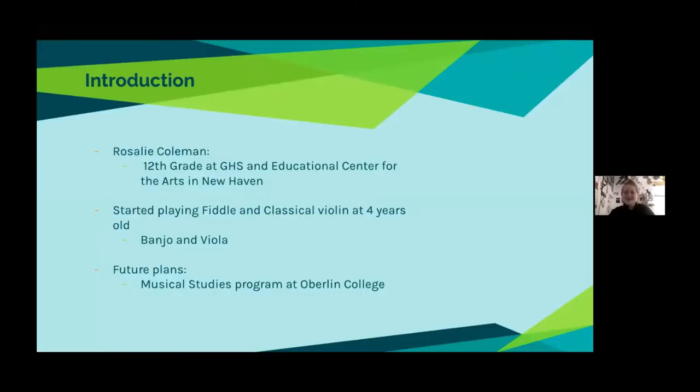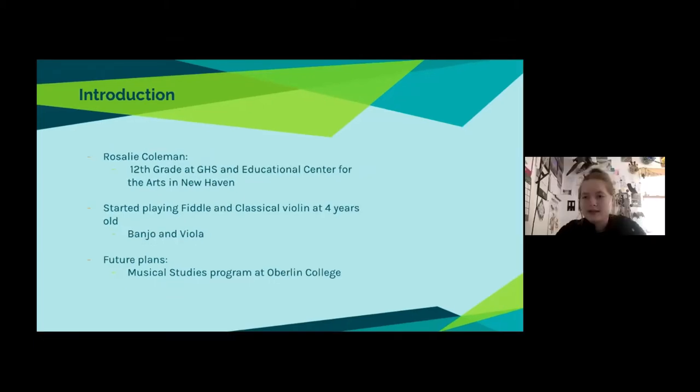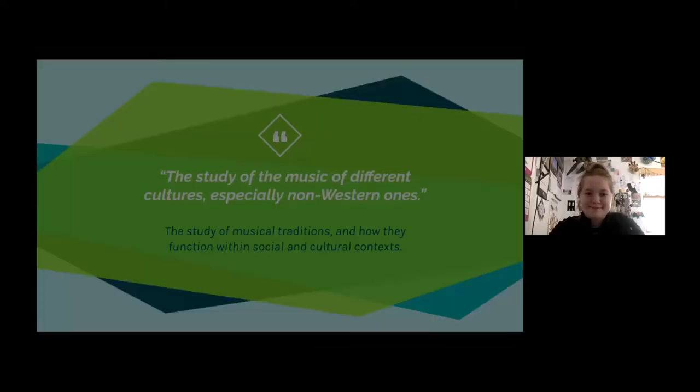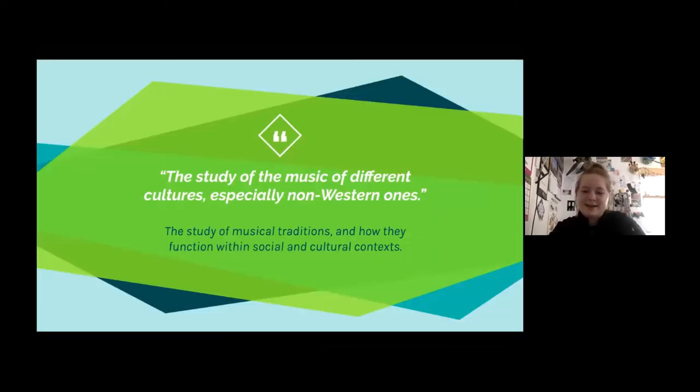Okay, well, I'm Rosalie, as you know, and a senior, and I've been playing the fiddle and classical violin since I was 4, and I've also picked up the banjo and viola since then. I'm actually going to be going to Oberlin to study in their musical studies program, probably doing some amount of ethnomusicology as well as computer music. So I created this project to dig deeper into a potential field of study for me. I hope you enjoy.